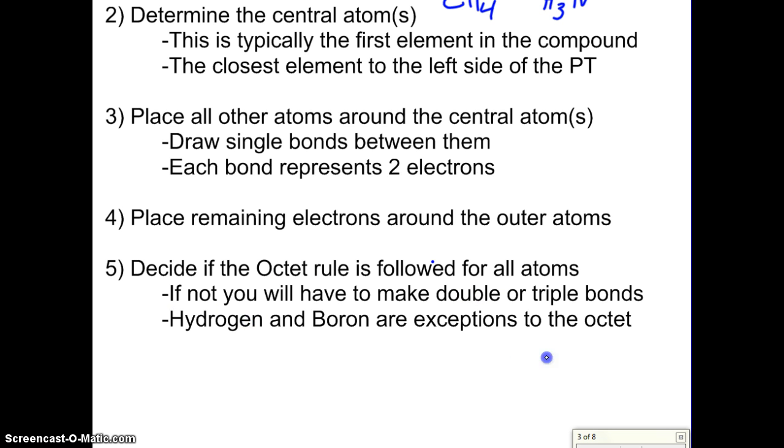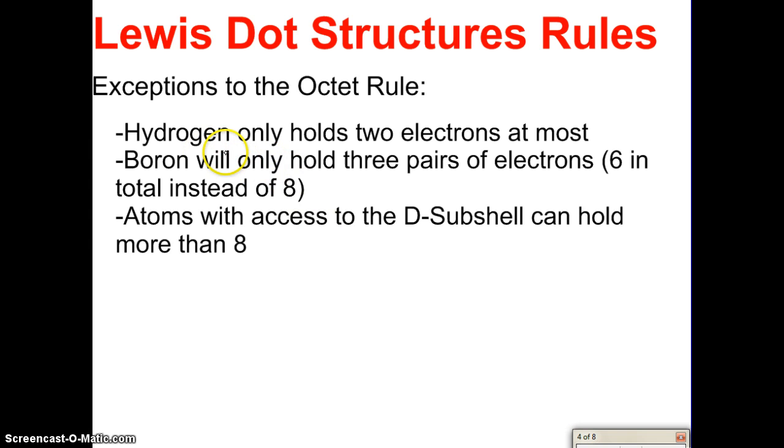And we do have some exceptions, so let's look at some of our exceptions here. First and foremost, hydrogen is one of our big exceptions that we'll see a lot. It will only hold 2 electrons, which means only a single bond. That's one reason it cannot be a central atom. It can only hold 1 bond, so it can't be central.